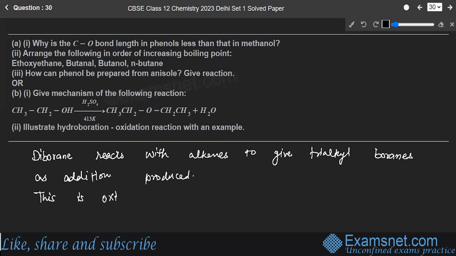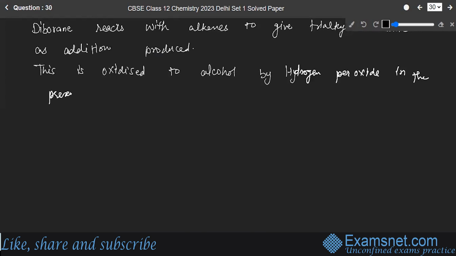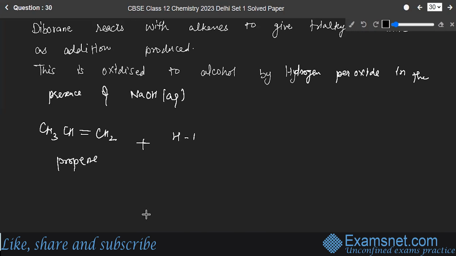This is oxidized to alcohol by hydrogen peroxide in the presence of aqueous sodium hydroxide. Let's see the chemical reaction. CH3CH=CH2, this is propene, when reacts with diborane, gives you CH3CH2CH2 with BH2 attached.